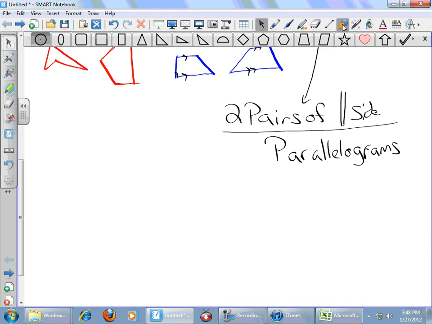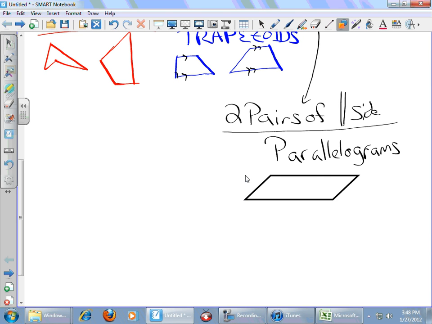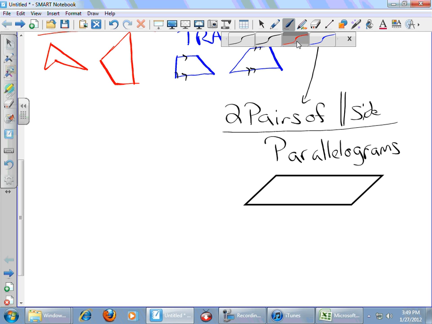Let me see if I can draw a parallelogram for you. I'll bet I can draw a real pretty one. There you go. There's the parallelograms. And in the parallelograms, we have two pairs of parallel sides. This side is parallel to that side, and those are parallel to each other. It's not a rectangle because rectangles have other characteristics. It's not a square because squares have other characteristics.